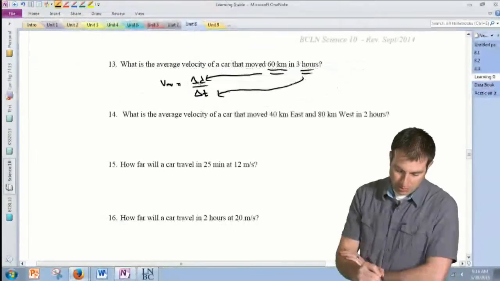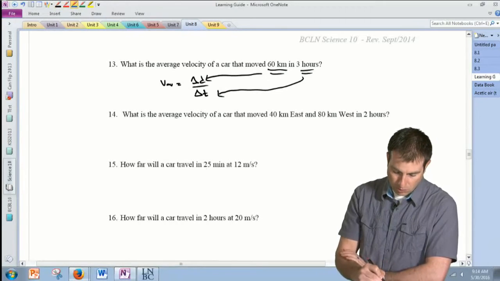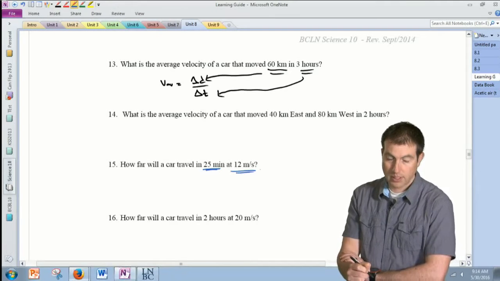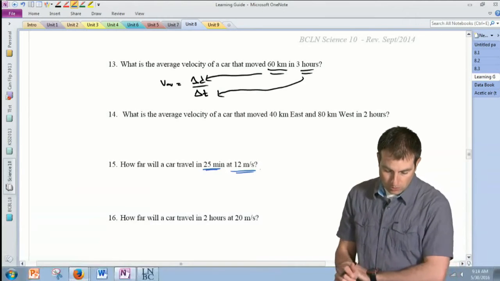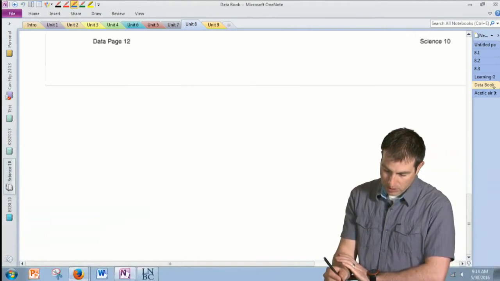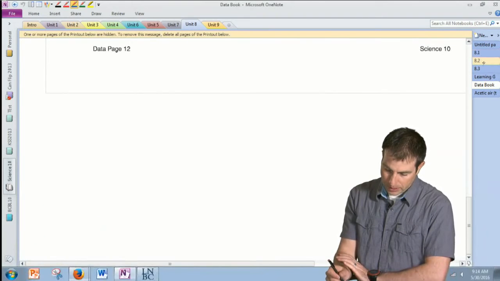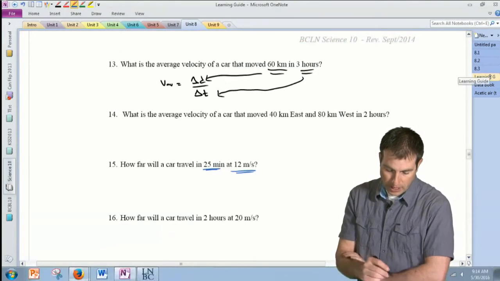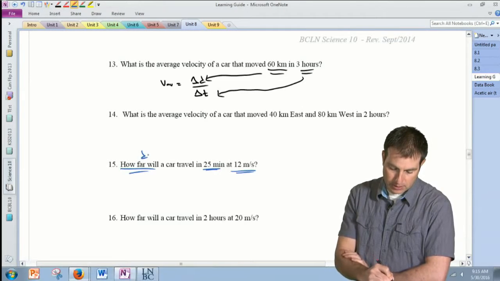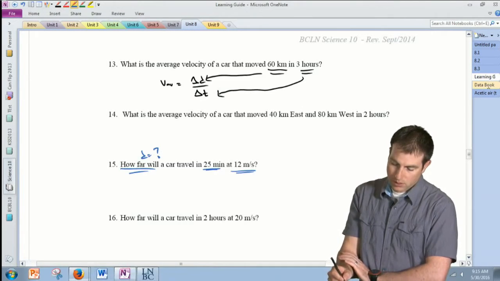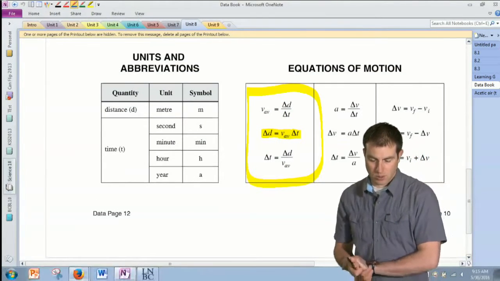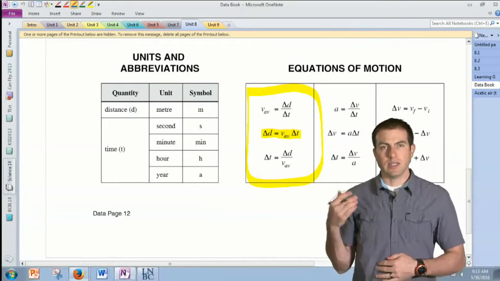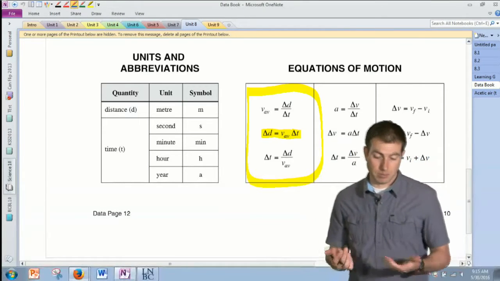Number 15 is a little trickier because we have some units to watch for here. We have 25 minutes and then 12 meters per second. We need to be careful that we're using the correct units and that they match up. So I have the data book here. We're asked to find how far, and that is a distance. So we need to know what the distance is. So if we go to our data booklet, you can see I've even highlighted it because the last question we looked at was the same thing. So the distance equals the velocity times the time. So we're going to use that.